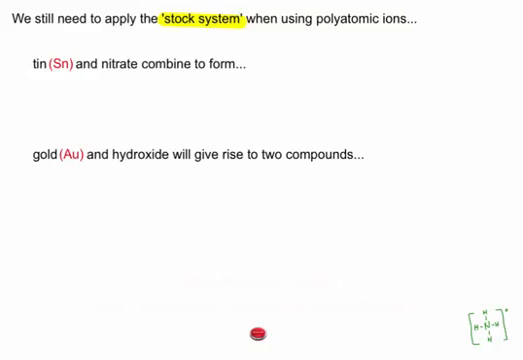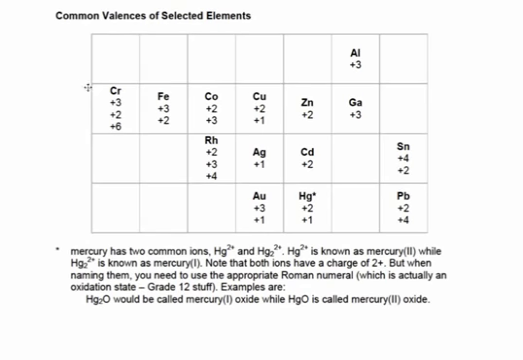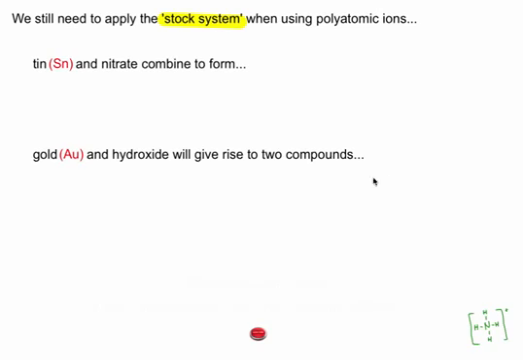Remember the stock system, where you have typically metal ions that have more than one charge or oxidation state. So that also has to be considered when we have polyatomic ions. So let's look at tin first. So tin, 2 possible oxidation states or charges, +4 and +2. And so we have Sn4+ and Sn2+.